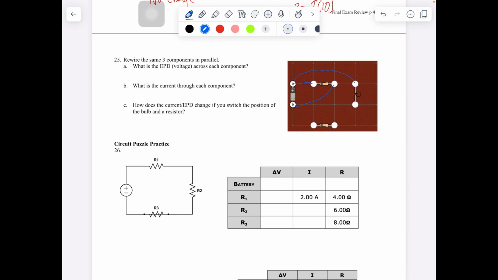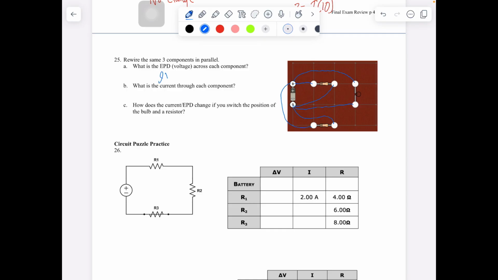Here we've connected our light bulb to the positive. Now we need to connect it to the negative. So we have a full loop there. Excellent. And then we can come around this way, connect to our positive, and connect to our negative. These are all in parallel with each other. The electric potential difference across each component will be 9.